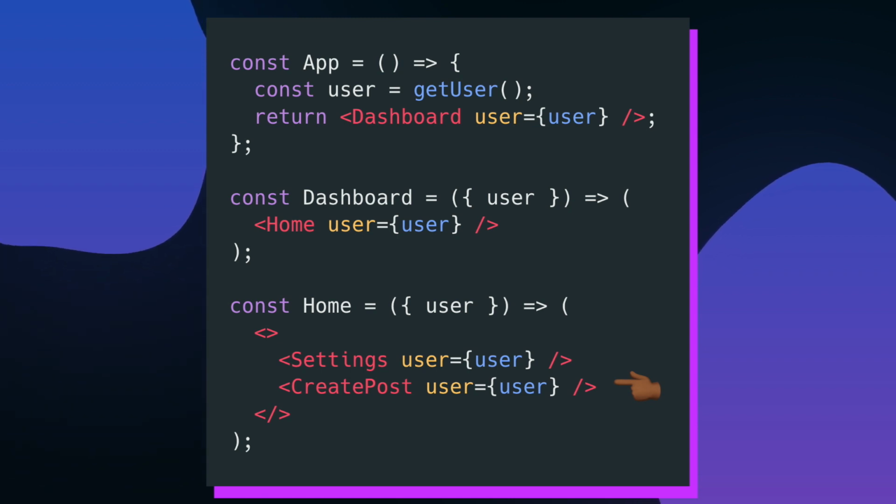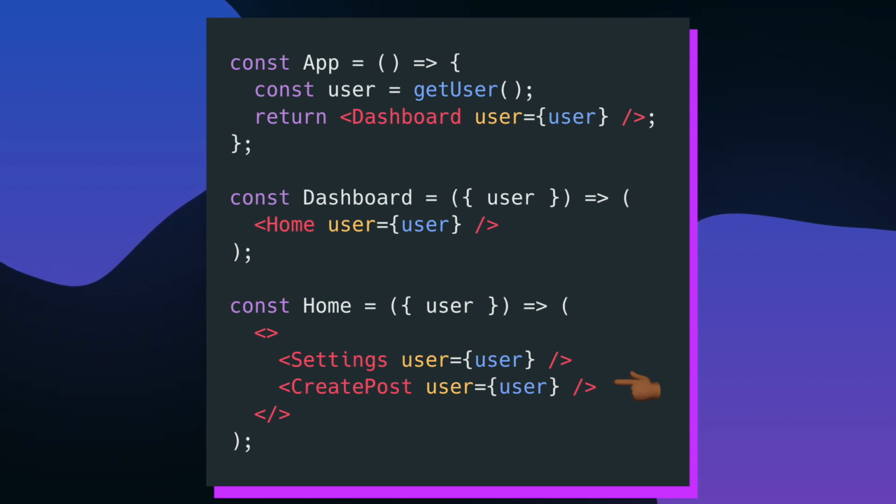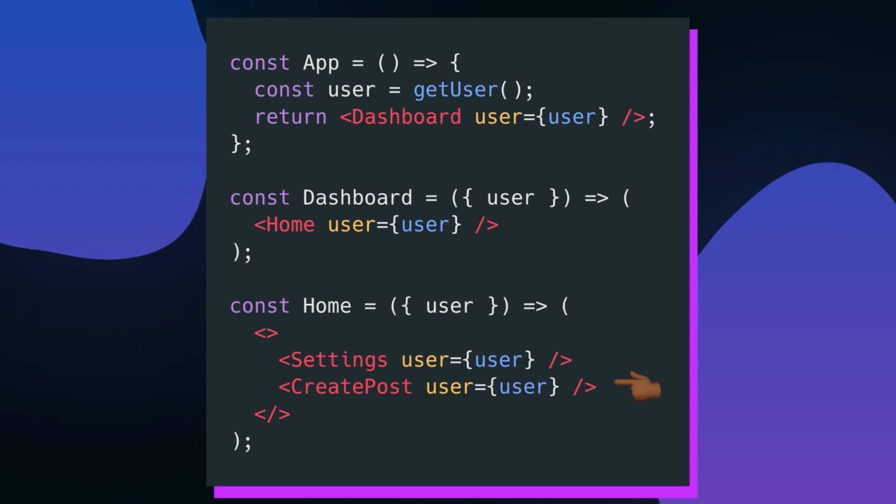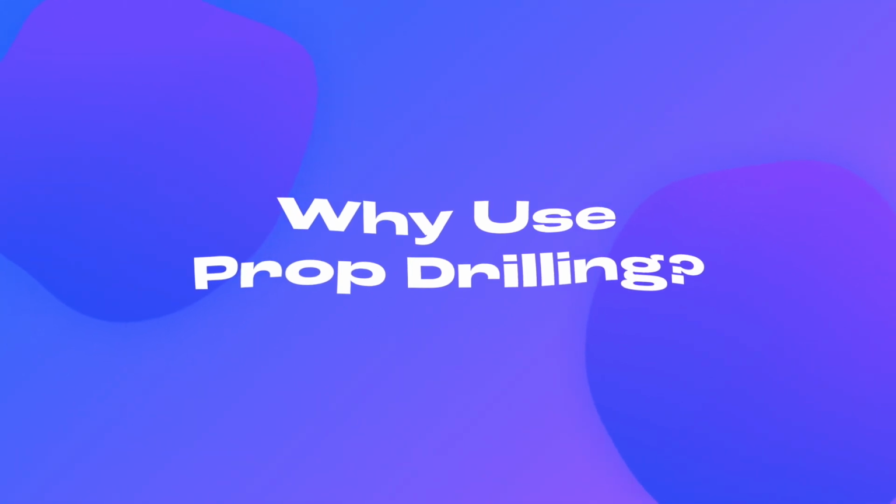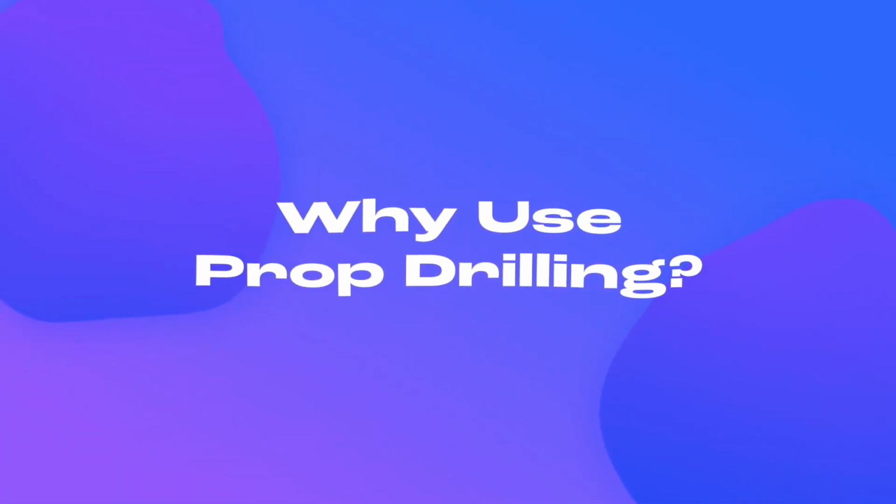So by the time we reach the bottom of our React tree, we can see that our innermost components, create post and settings, have referential access to the top level user object, since it's been passed down through all of those components. So now that we understand what prop drilling is, we have to ask the question of why we would even want to use prop drilling.